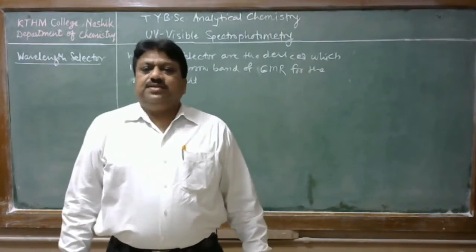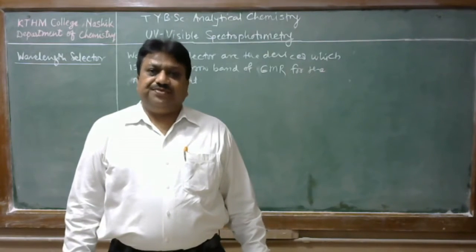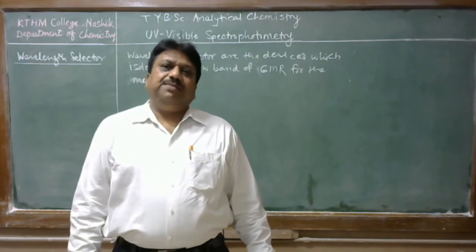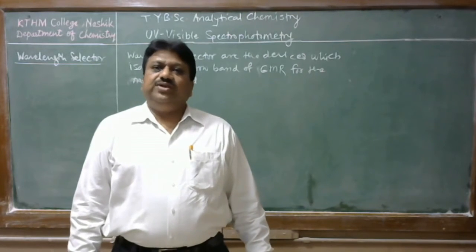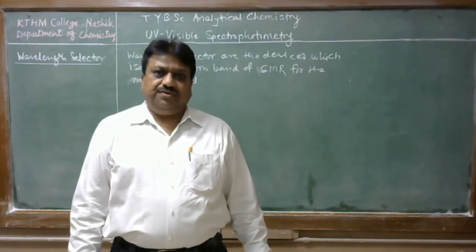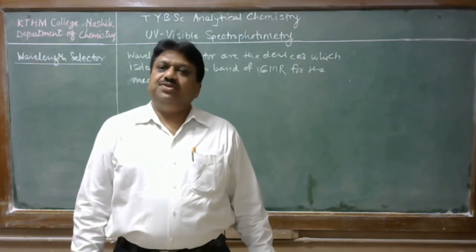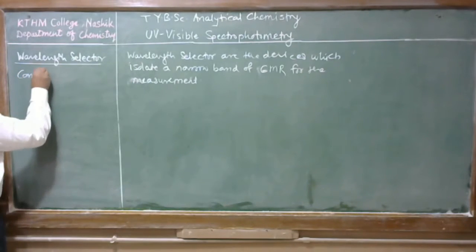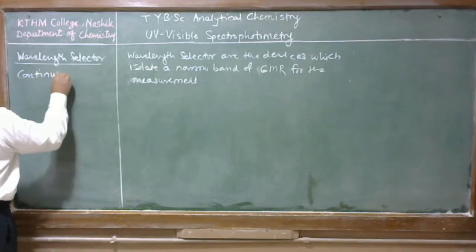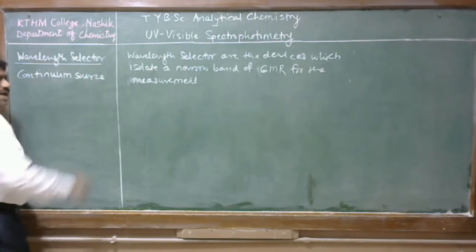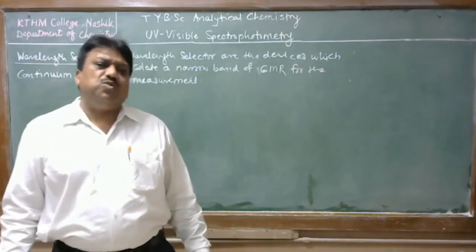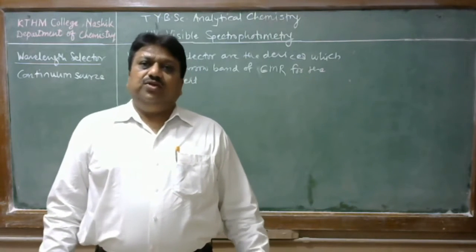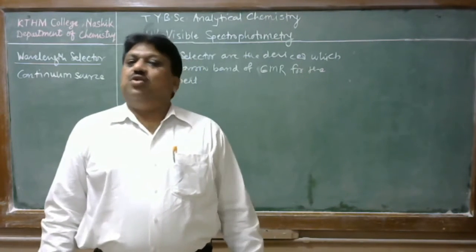Student, in previous lecture we discussed the radiation source used in absorption spectroscopy, that is a tungsten filament lamp and the deuterium lamp. Tungsten filament lamp gives the visible radiation while deuterium lamp gives the ultraviolet radiation. Both are continuum sources. And here, all possible wavelengths cannot be utilized for the absorption measurement.